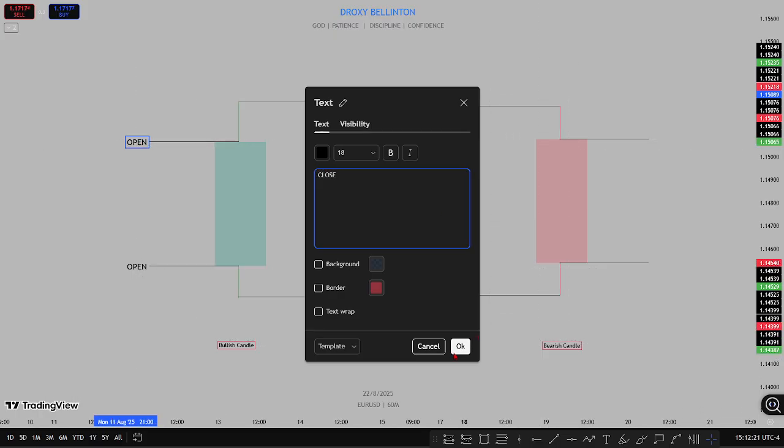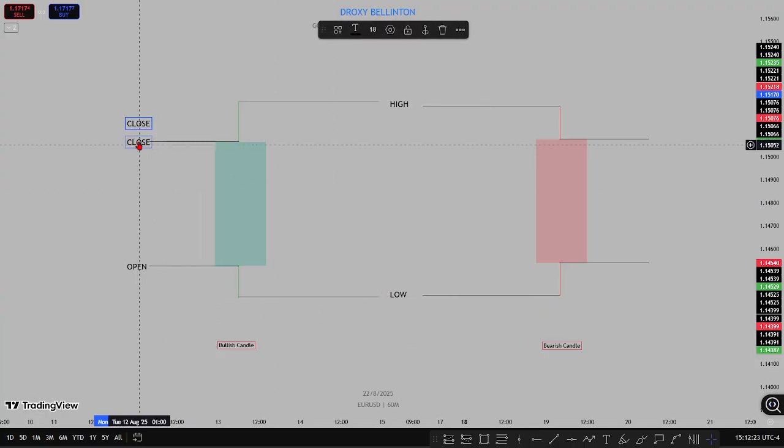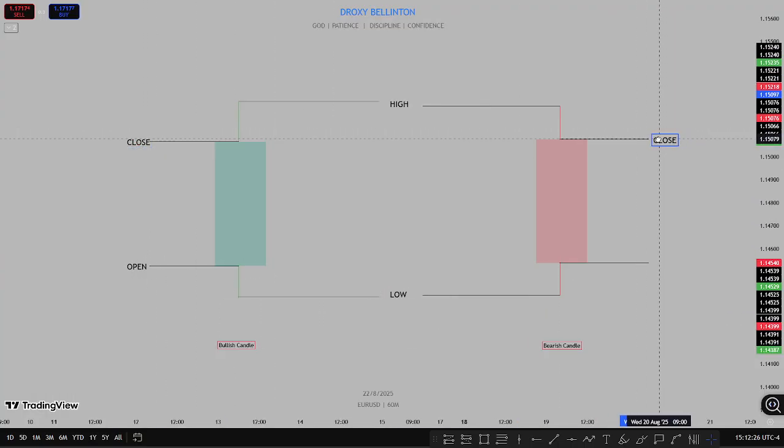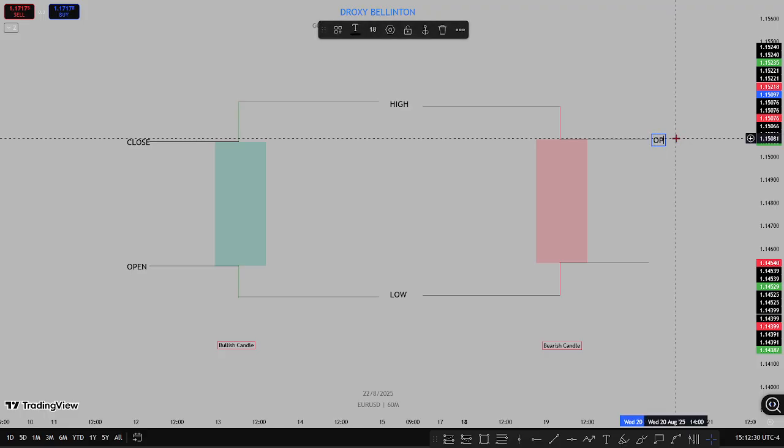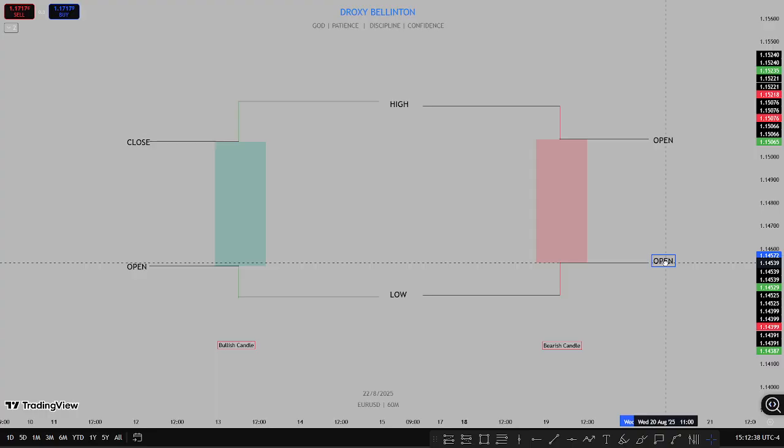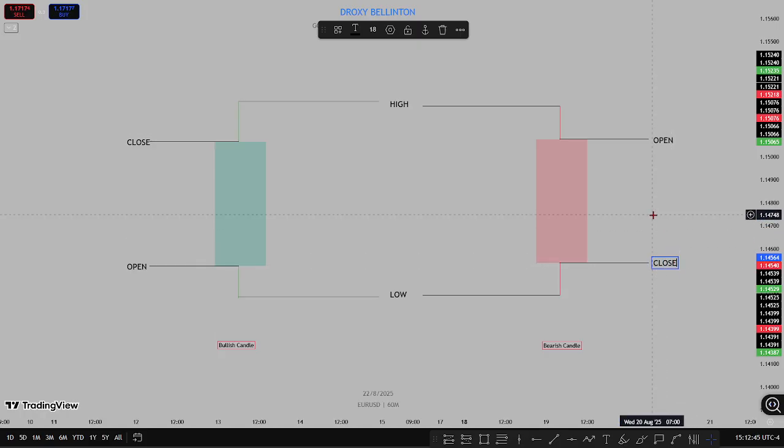That's the close. Then this will be open. Okay, it's not always the same. Because they are what? There are two different candles. The only thing that changes about them is their open and close. One's open is on top, another one's open is below.